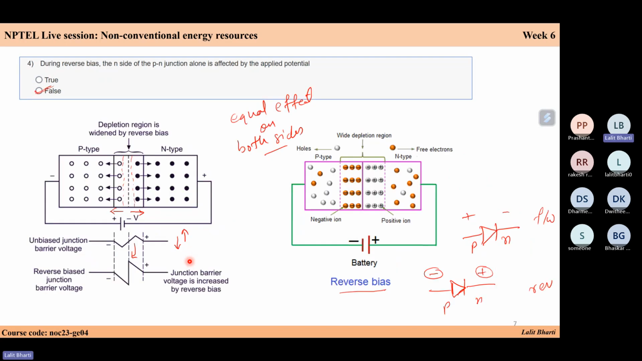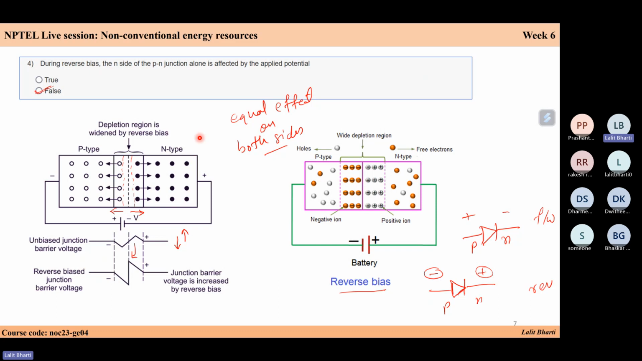Then we have the fourth question. The question says during reverse bias, the N side of the PN junction alone is affected by the applied potential. During reverse biasing, the P type will be at the negative and the N type will be at the positive terminal. Only the N side of the PN junction will be affected. So that is not true.